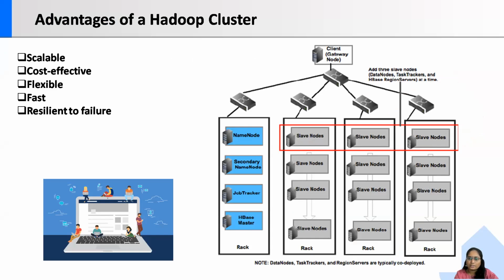Look at this diagram. Our commodity hardware, for example, this is one slave node. This is commodity hardware. Similarly, commodity hardware is connected in a single rack, and then another rack, another rack. Why? Because it replicates one copy of data into two other systems. There are 3 systems having the same copy, as I discussed in the previous class.